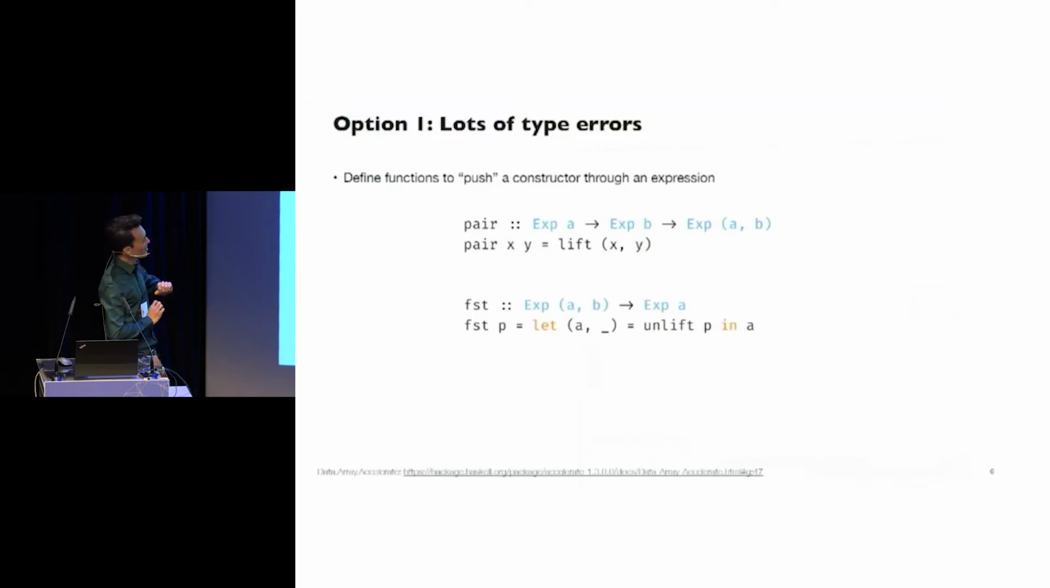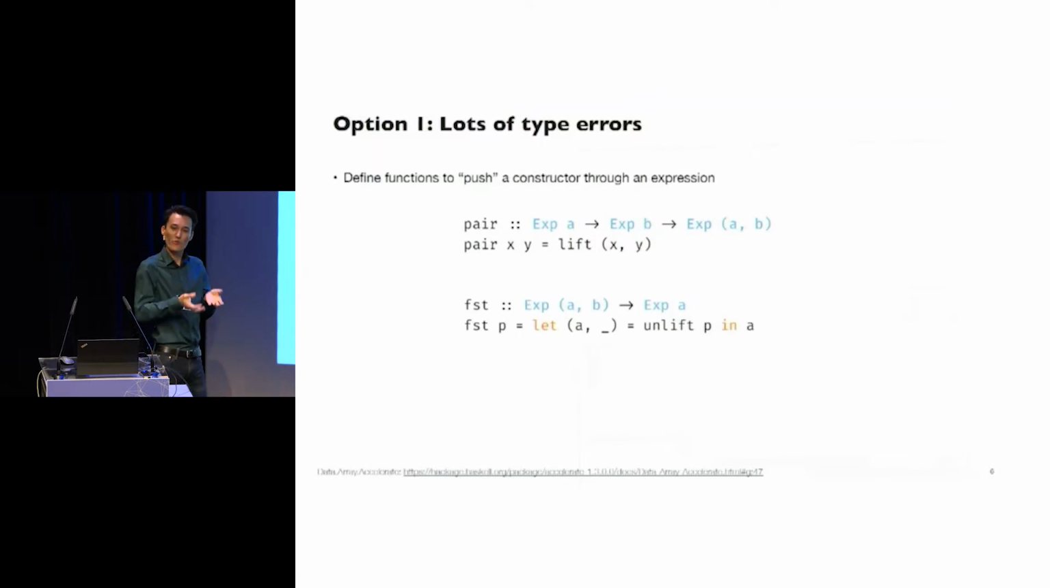So I can define this thing called lift, and it essentially tries to push the constructor through the terms. So if in this pair function here, I give it two expressions, one of type A and one of type B, I want to lift the pair constructor through that somehow and get an expression of pair out, right? And then you might want to do the opposite thing. So given an expression of pairs, I want to pull out each of the components. I want to push that pair constructor the other way and get a pair of expressions out.